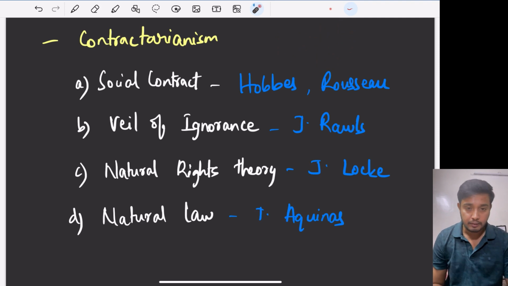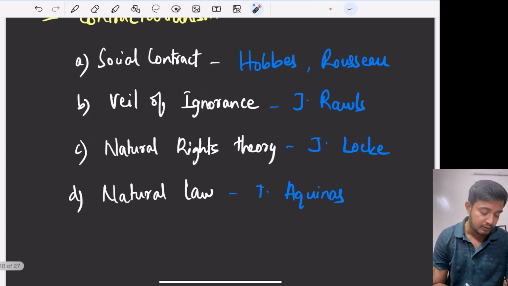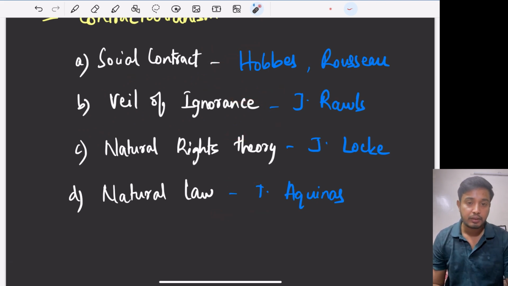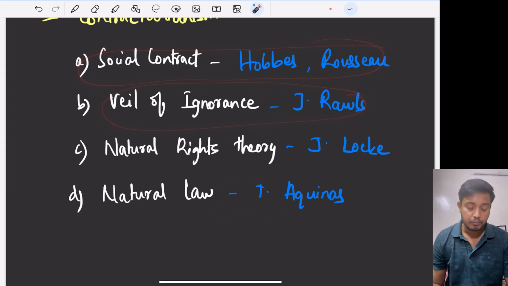So when such ignorance is there, then all the people will think about each and every other person, because they are in fear that they do not know where they are going to end up. So they'll make a little bit more just laws. This is the concept of John Rawls. Once again I'm saying, these are tools through which you are able to write better arguments. If you use these tools in your answers as arguments, it will be a little more specific.